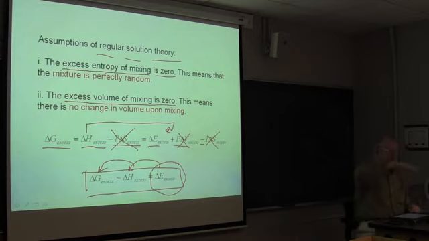Now, since the excess is equal to the real minus the ideal, I can get the real free energy by simply adding the ideal entropy of mixing into my estimate of that, and I now have an equation for the real free energy of mixing for a pair of liquids that obeys the regular solution model. But both of these things have to be true. You have to obey both: the excess entropy of mixing is zero and the excess volume of mixing is zero. Are these things always true? Hell no. Are they true in a lot of cases? Yeah.